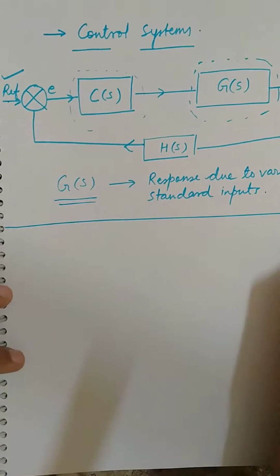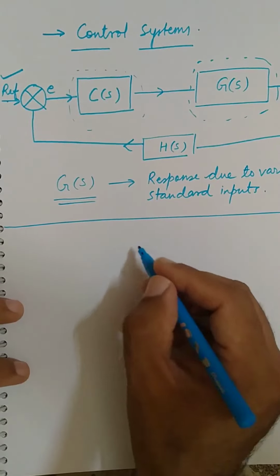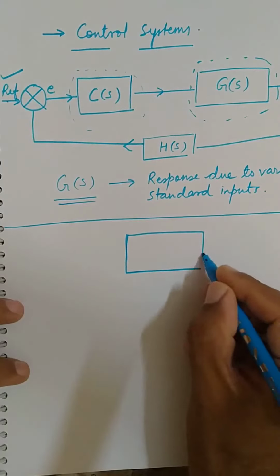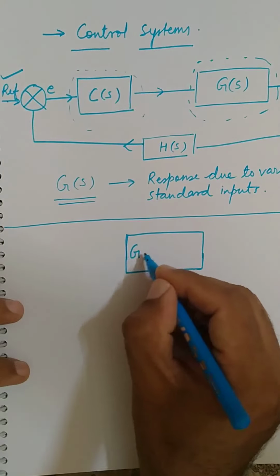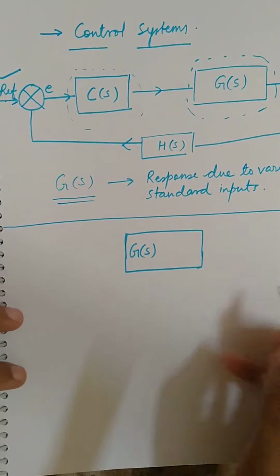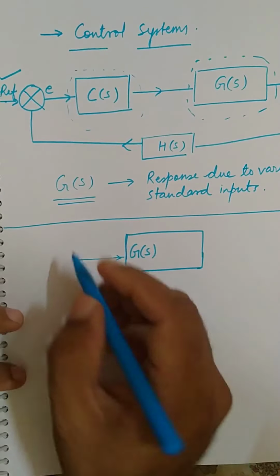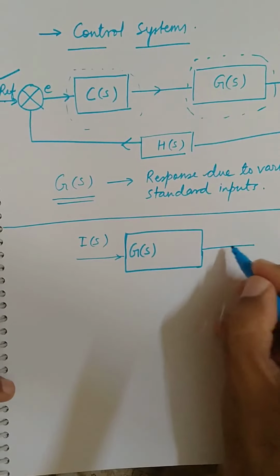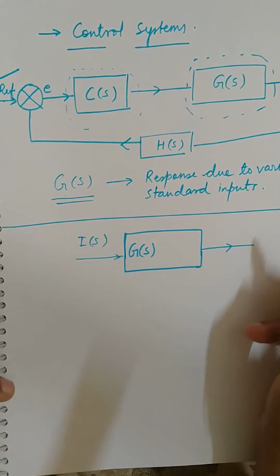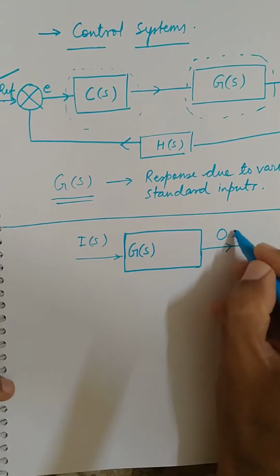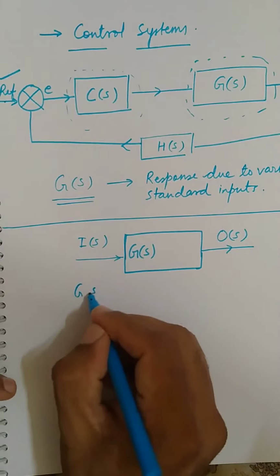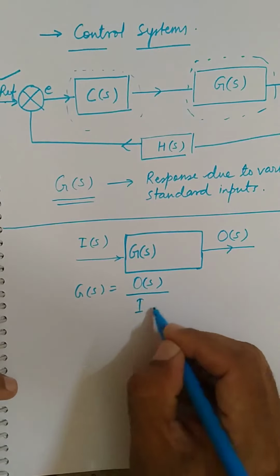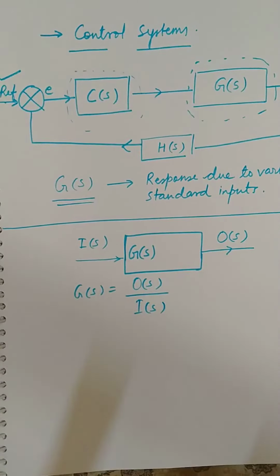So let's say I have a system G(S), right? There is no controller, there is no feedback, just a system G(S). It is given some input, let me call it I(S), and as an output I get O(S), right? So we know the G(S) definition is output upon input. That is how G(S) has been defined, and that is how we have found it, right?